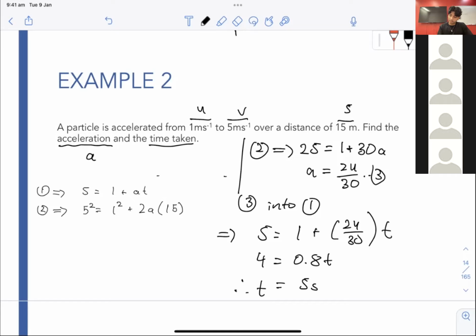So we have acceleration as being 0.8 meters per second squared in the positive direction, and time being 5 seconds. So it's important to put in a final direction for your answer because acceleration is a vector quantity, and saying the positive direction just means in the direction of motion. As we can see, the particle is increasing in velocity, meaning the acceleration is in the direction of motion in order to make the velocity faster. So we can say in a positive direction to mean the same thing, okay?